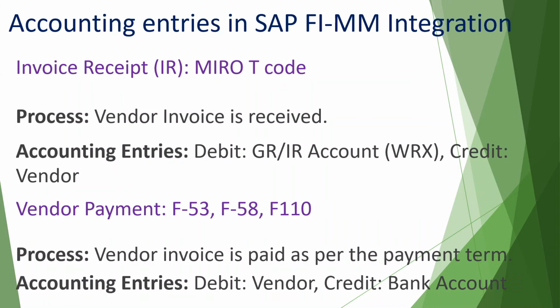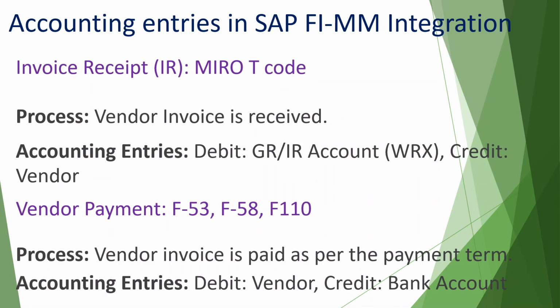Let's move further. Next, accounting entries in the SAP FI and MM integration is invoice receipt via the transaction code MIRO. In this case, when the invoice is received, the accounting entry will be debit your GRIR account with the WRX transaction key and the credit to the vendor account.